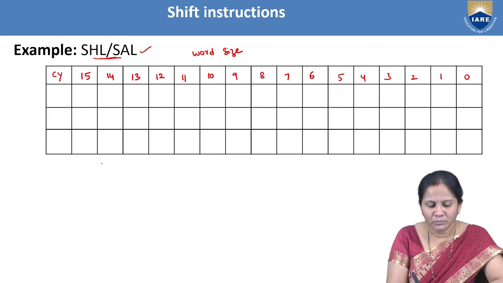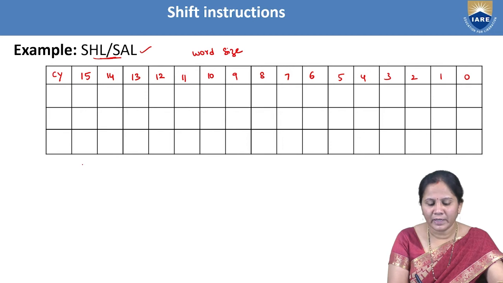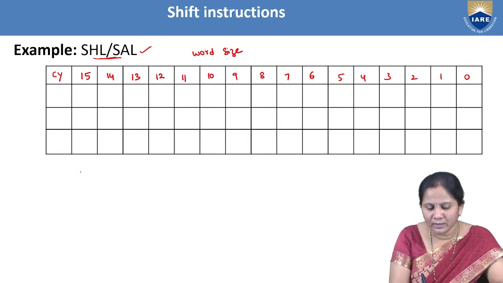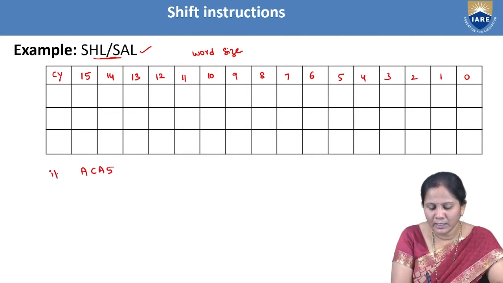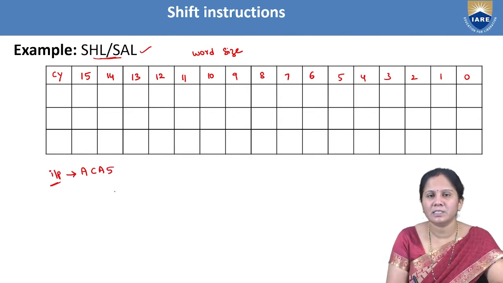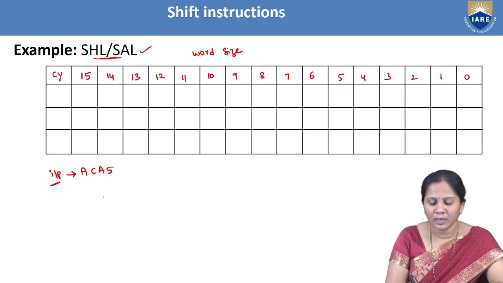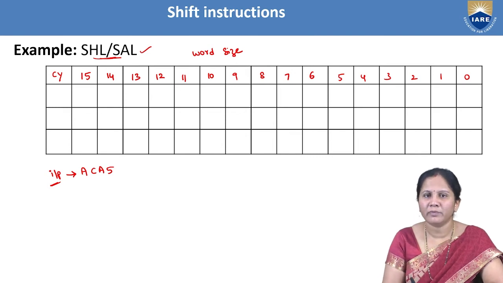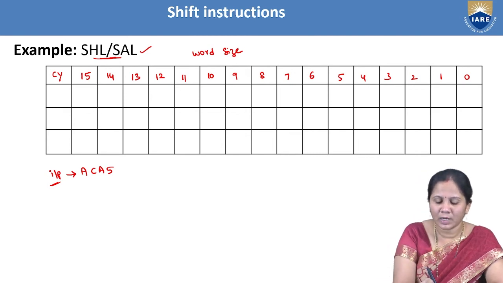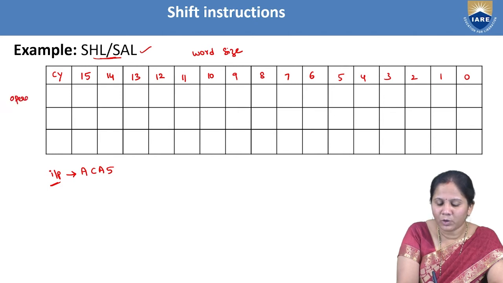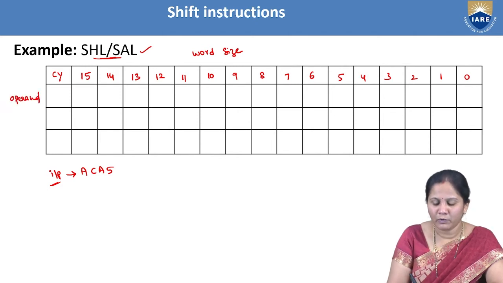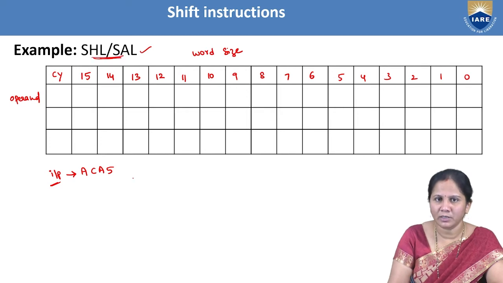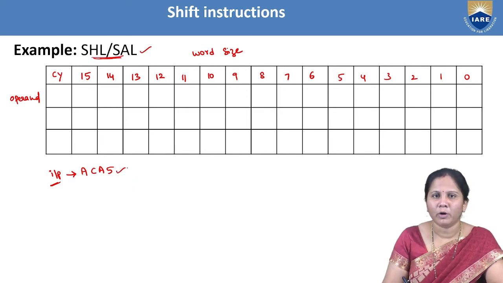Now consider, for example, the 16-bit data you are taking here is ACA5. Consider this is the input you are taking in a register. It is a 16-bit value. If this is the input value, first we have to write this value in the form of binary. This is the operand you are taking as an input, and if you perform this SHL instruction, how will this operand be modified and stored in the destination?